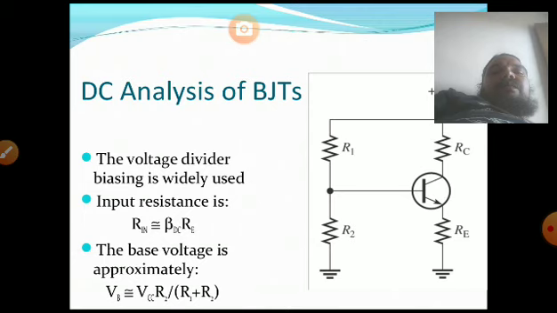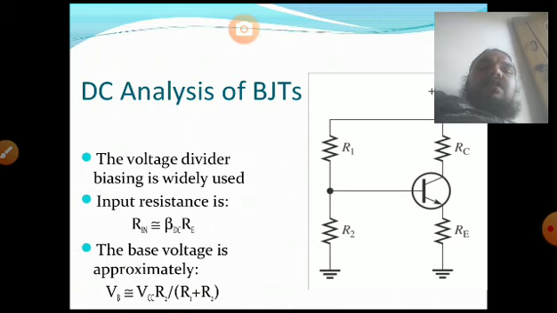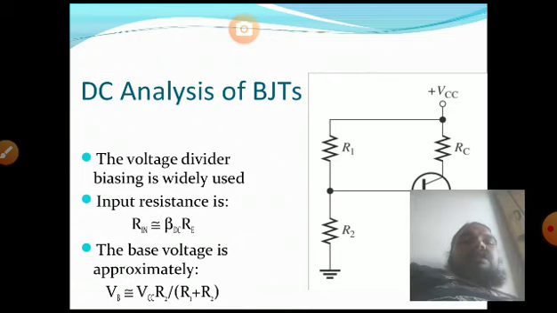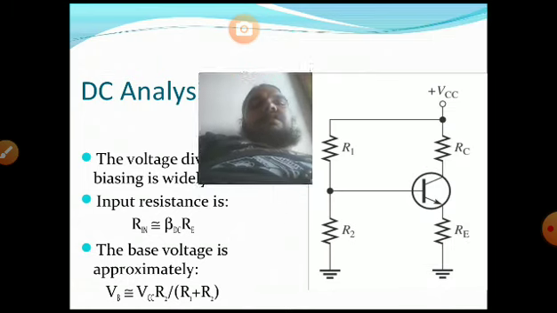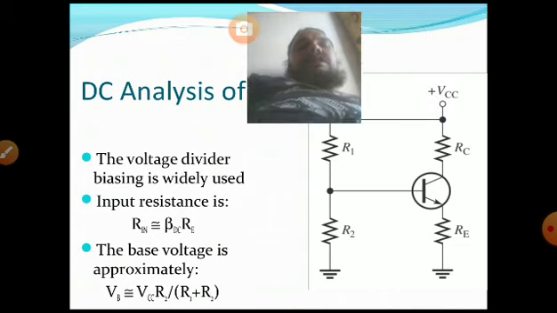DC analysis of BJT. Voltage divider biasing is widely used. Input resistance RIN is equal to beta DC times RE. The base bias voltage is approximately VB equals VCC times R2 divided by R1 plus R2. This is the basic structure for analyzing DC BJTs.